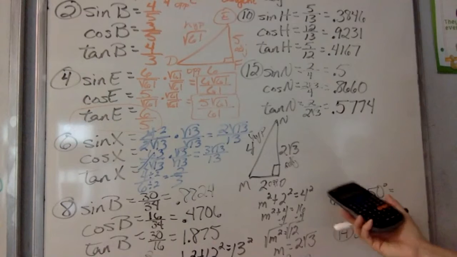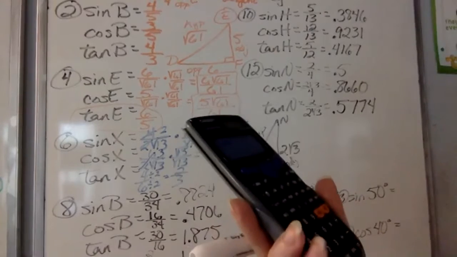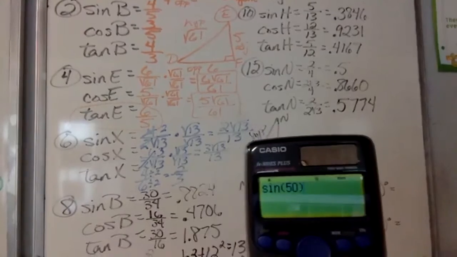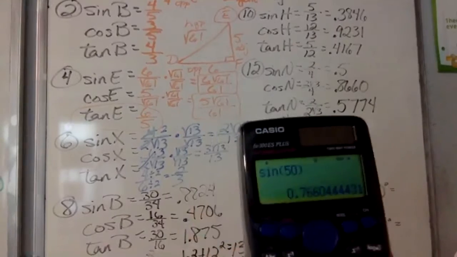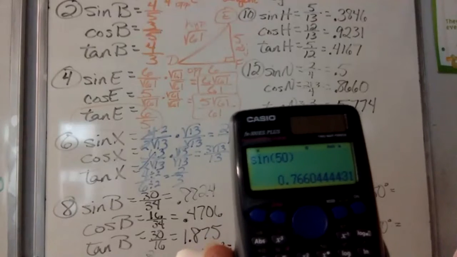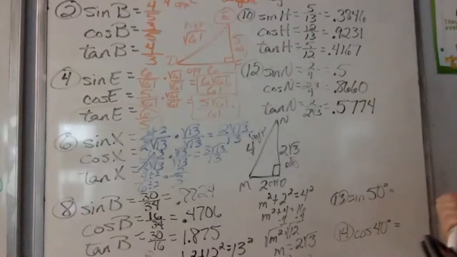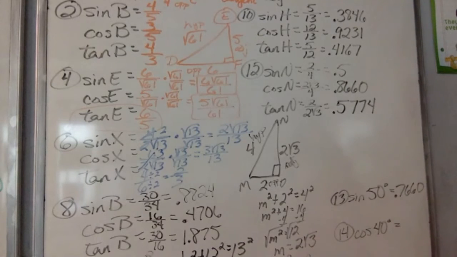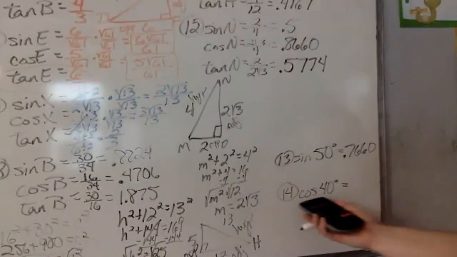On 13, it says sine of 50. So I push the sine button and type in 50. You can close the parentheses if you want to, but you don't have to. If I hit equal, it gives me the big long decimal. Remember, it told us we wanted 4 places. So it's 0.7660. And that's number 13. You do the same basic concept on 14, except it was cosine.